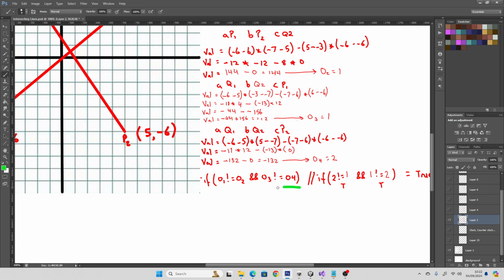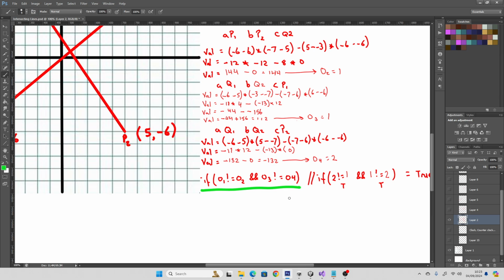We're going to be using this little piece here, which is asking that if the lines of P, so checking out P, if O1 is not equal to O2, and then we're going to be looking at Q, so we have to also say and O3 is not equal to O4, then it's going to be true that the lines are intersecting.